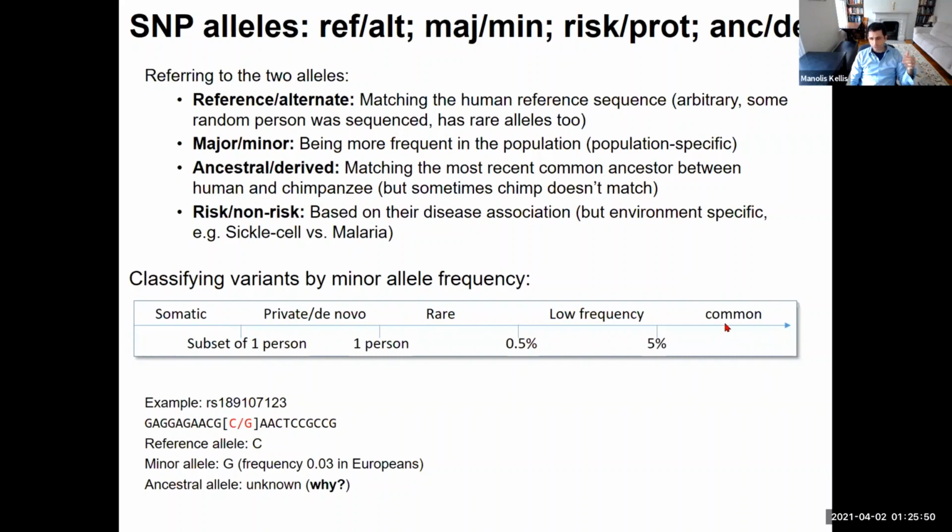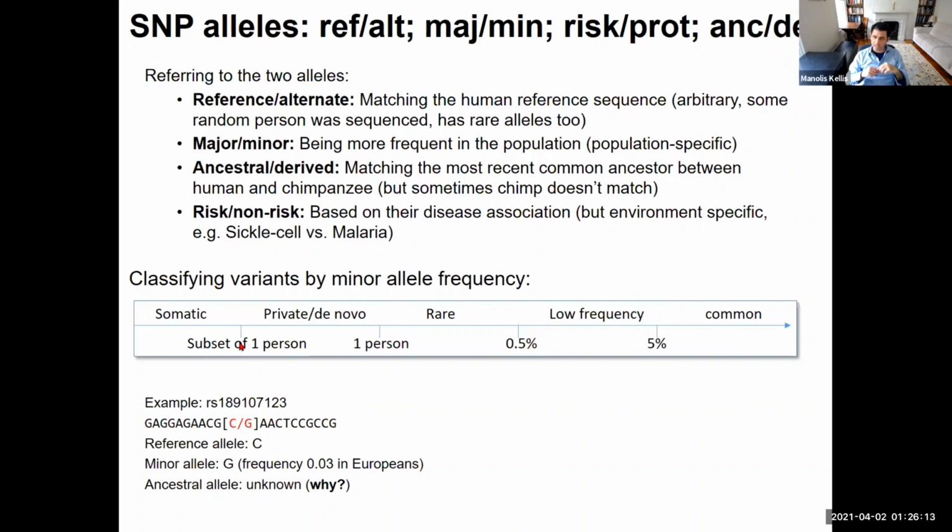So common variants are more than 5% in the population. Low frequency variants are typically defined between 0.5% and 5%. Rare variants, less than 0.5%. And then private and de novo variants are typically the ones that either are private to a particular family or de novo since the conception of a particular individual. And then somatic variants are a subset of a person.